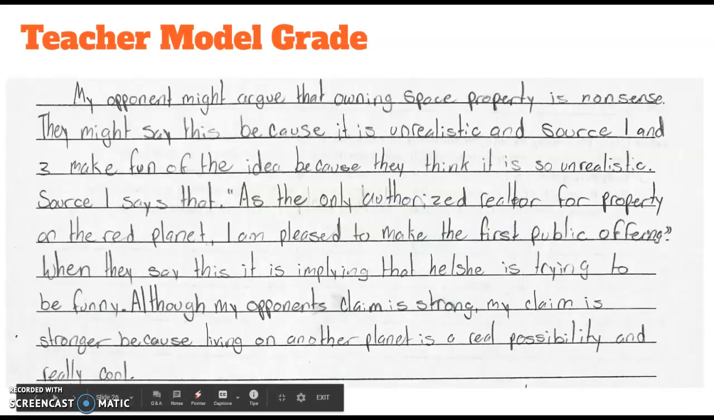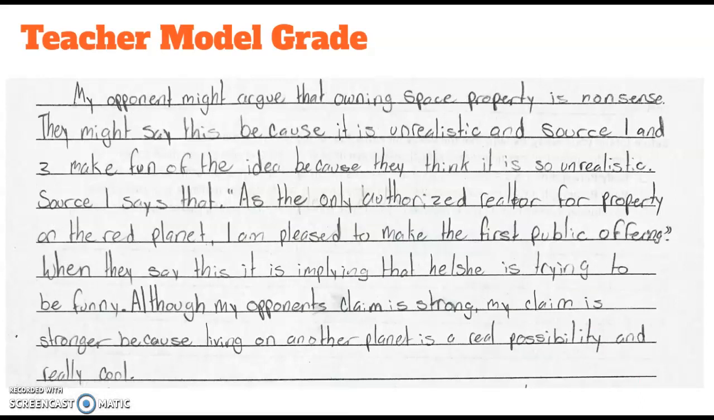My opponent might argue that owning space property is nonsense. They might say this because it is unrealistic, and Source 1 and Source 3 make fun of the idea because they think it is so unrealistic. Source 1 says that, as the only authorized realtor for property on the red planet, I am pleased to make the first public offering. When they say this, it is implying that she is trying to be funny. Although my opponent's claim is strong, my claim is stronger because living on another planet is a real possibility and really cool.